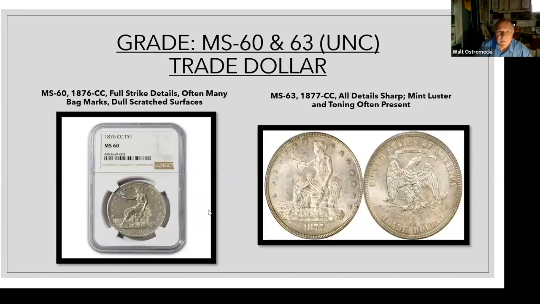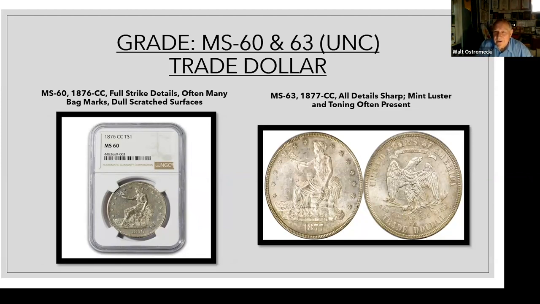And then here's a great MS-60, one certified here on the left. It's hard to find an MS-60. It's usually 61, 62. Same thing with the Morgan and Peace dollars. You find a lot more of those. But this one here is an awful MS-60 on the left, but it's a CC. I like the year. It's a bicentennial year, but dull, scratches, many bag marks.